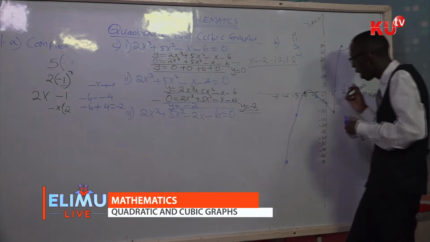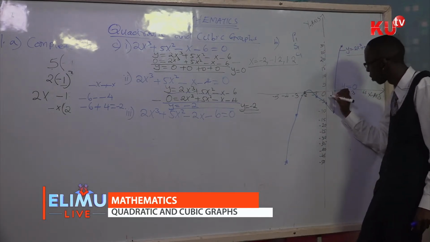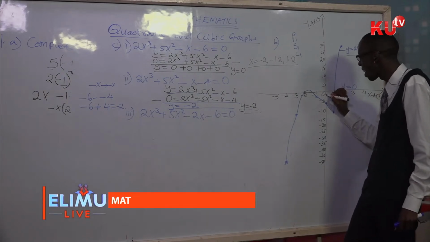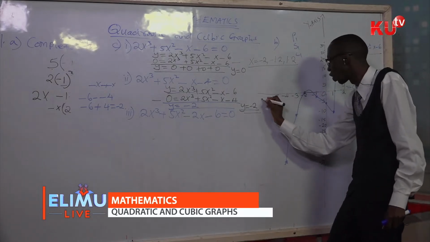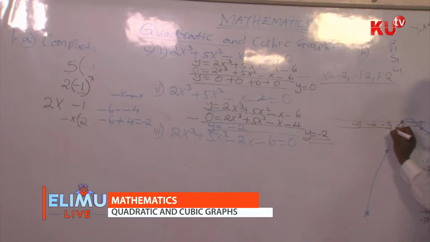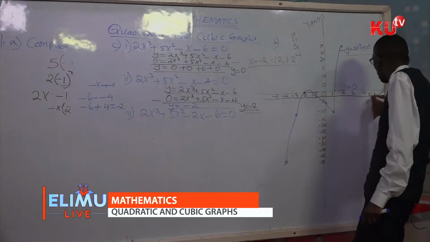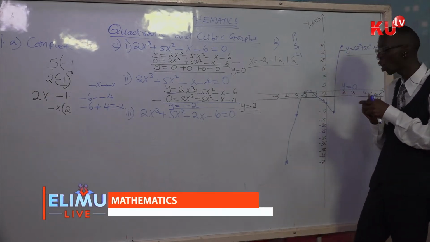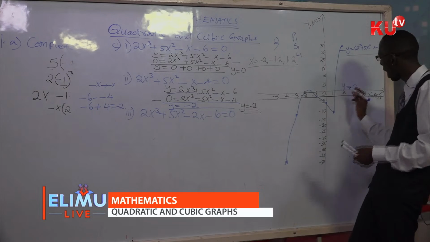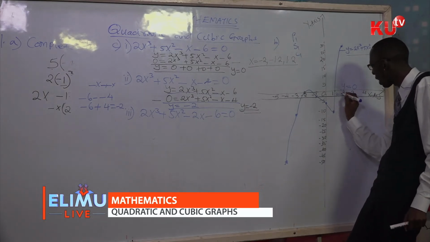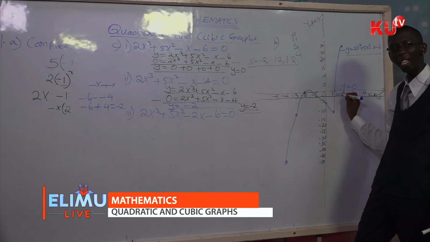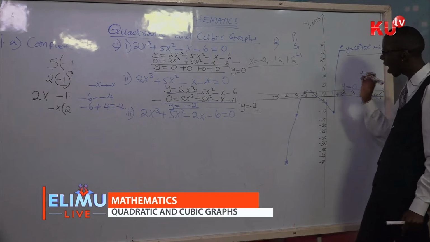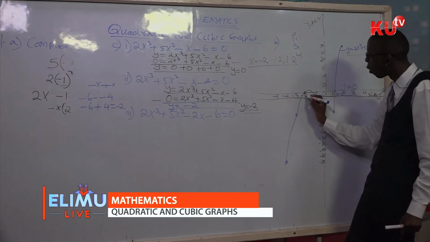So this is negative 5. 5 small boxes, which is one big box, is negative 5. So for our negative 2, you'll count 1 small box, 2 small boxes. Using your ruler, draw a horizontal line that must touch the line y is equals to negative 2. On that horizontal line that you have drawn using your ruler, write y is equals to negative 2.